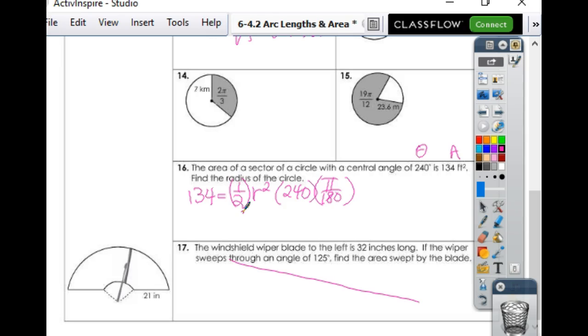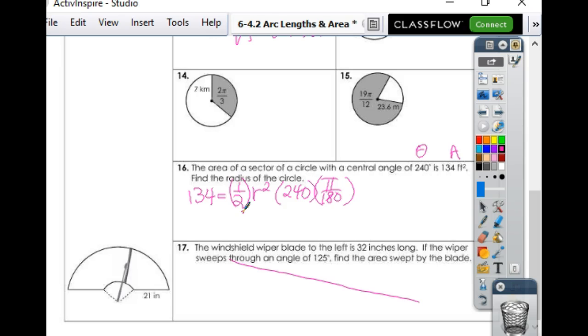So what do I have to do to solve this? There's a couple different ways to do this. If you take the 134 and divide by, in parentheses, 1/2. Everybody do that. So that should give you 268 on your calculator. Did everybody get that?